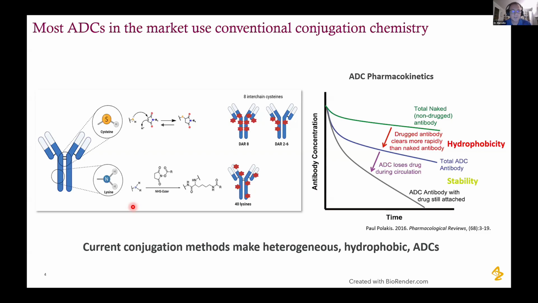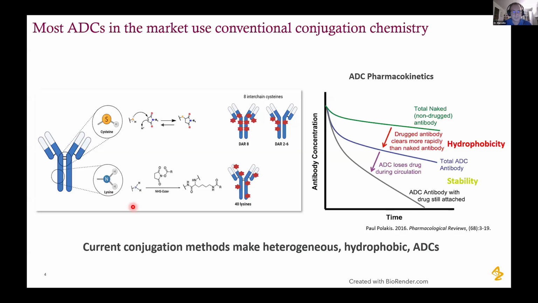Cysteines are a little bit better. There's only 8 accessible interchain cysteines to conjugate to. So a DAR8 tends to be more homogeneous, but the payloads are exposed. And if they're hydrophobic, they tend to drive the hydrophobicity of the ADC. By titrating down the amount of payload, we can generate ADCs with lower DARs between 2, 4, 6. But the cysteine chemistry has one flaw in that chemistry, the thiol-maleimide chemistry, is reversible. So we tend to see some loss of payload in vivo.